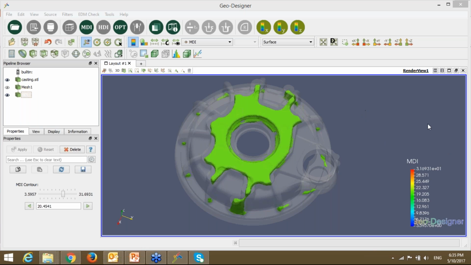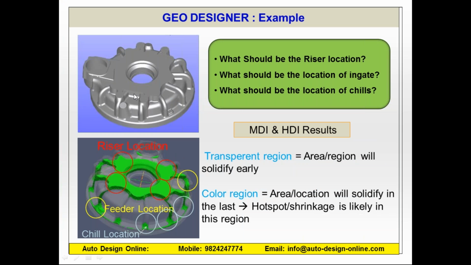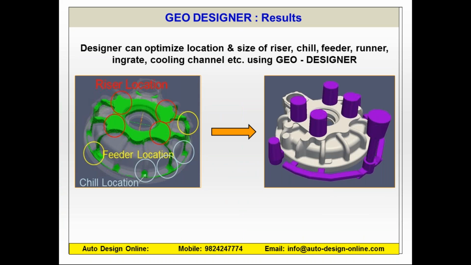Okay, so this question is addressed. Now we'll go further to the slides. What else we can do here is that earlier we did not know anything about this part, but now we can all agree that yes, we will require a riser on this top side, we will require the feeder on these two sides, and then we will require chills for these locations, which will help them to solidify earlier. So this is how within a few minutes we are able to identify this using this tool. GeoDesigner is an upfront DFM tool.